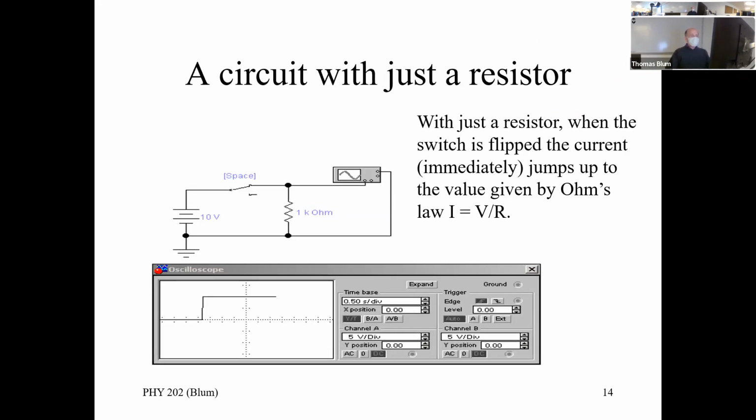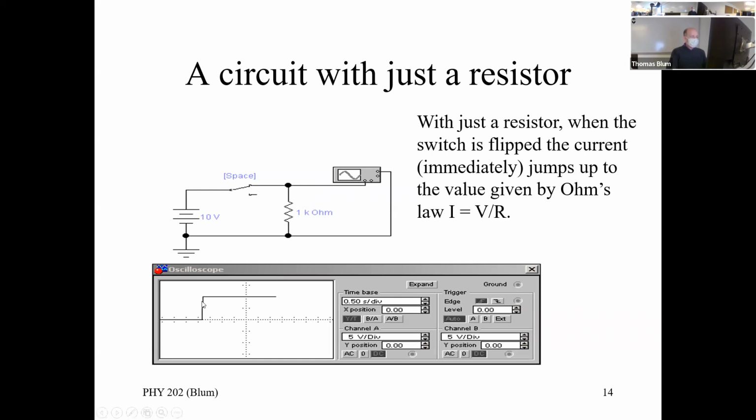All right. So here is a circuit with a switch and a resistor, and I'm showing you the oscilloscope, and you see that I flipped the switch and the current changed almost instantaneously.